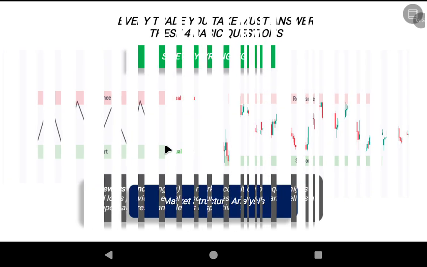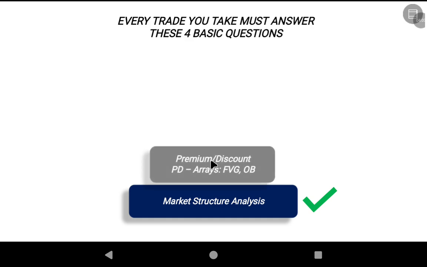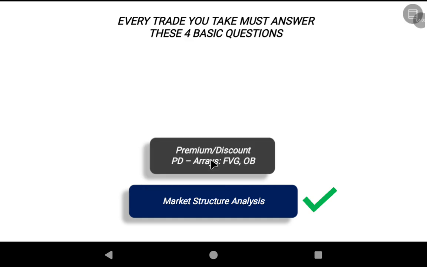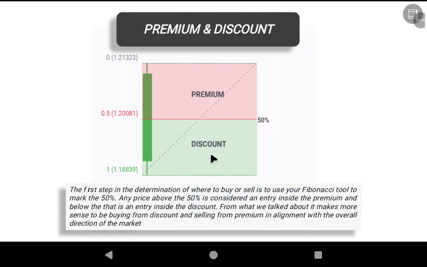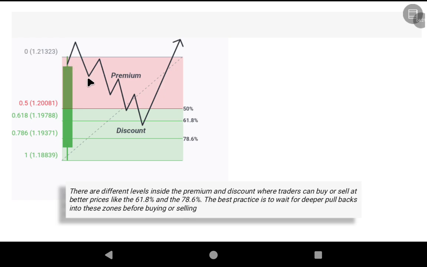And the next question, once you have determined your market structure analysis that you're going to be buying, is to look at the premium and discount zones, right? So the truth of the matter is that for you to be profitable, you have to buy cheap and sell expensive. That is why you have to determine these zones. Very, very important. The reason why this must be so is because before market goes up, it comes down first.